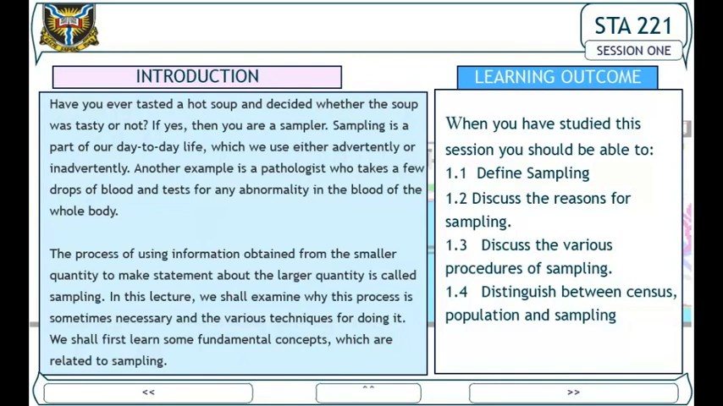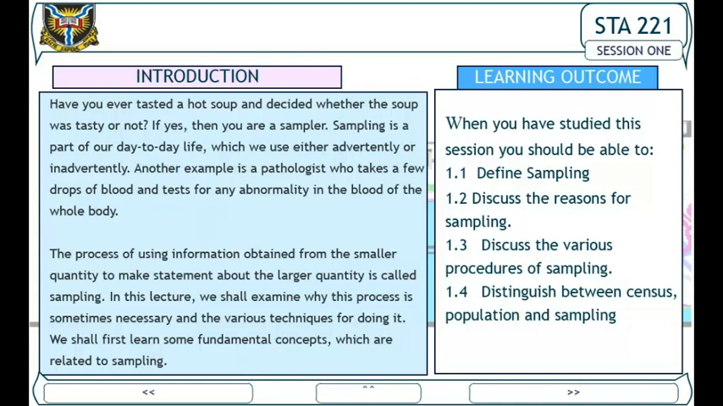Introduction. Have you ever tasted a hot soup and decided whether the soup was tasty or not? If yes, then you are a sampler. Sampling is a part of our day-to-day life which we use either advertently or inadvertently.